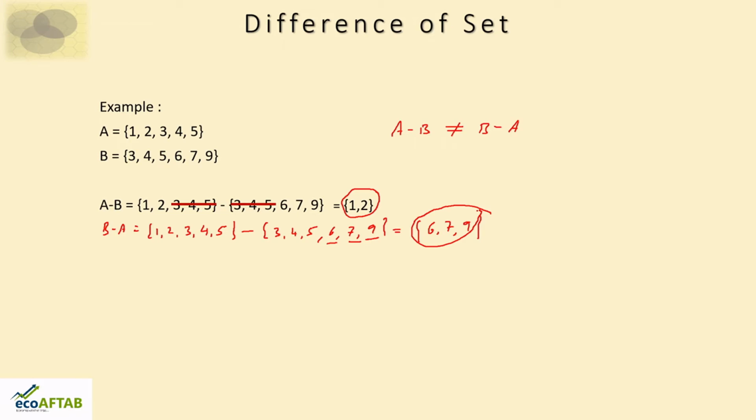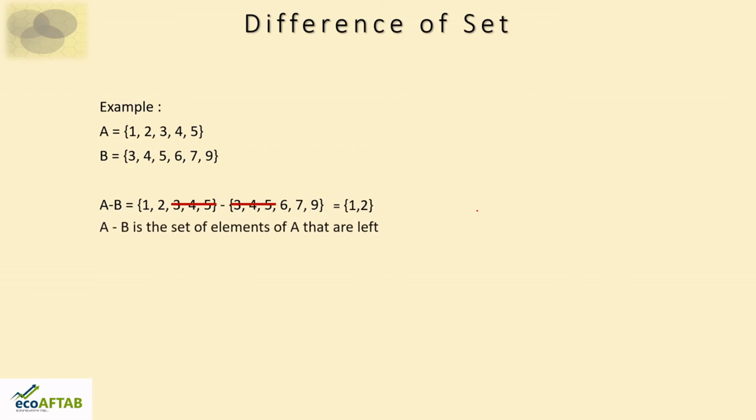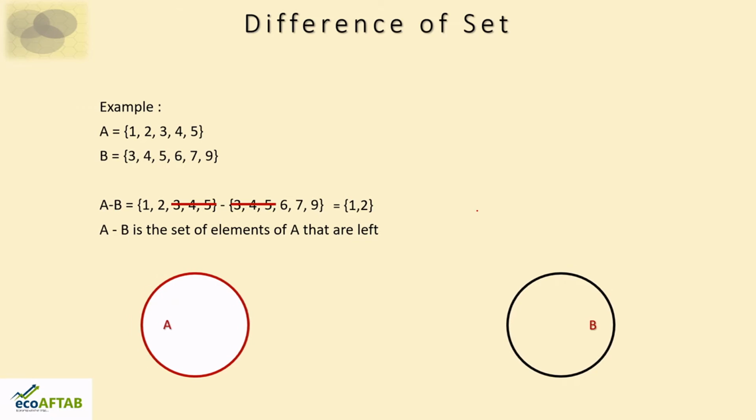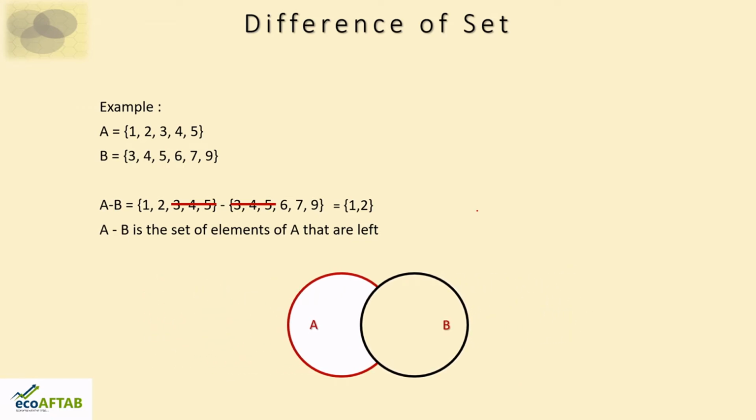What is the difference of sets? A minus B is the set of elements of A that are left out. So if this is set A and this is set B, A minus B is only those elements which purely belong to A but are not there in B. This particular part is exclusively in A, not found in B. This is what is different.